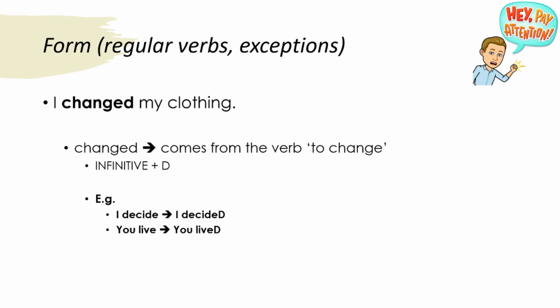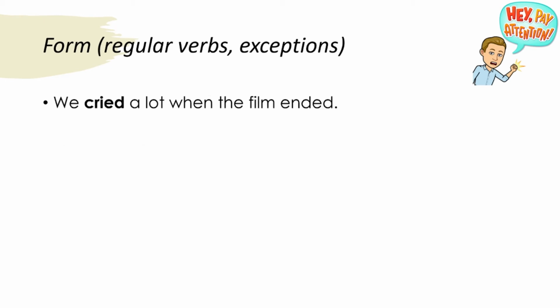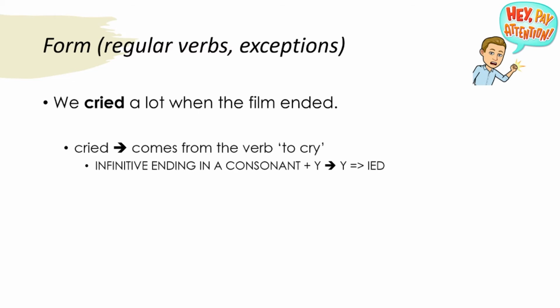The second exception are verbs ending in a consonant plus y. For example, we cried a lot when the film ended. Here we change the y into ied. Other examples are I tried or you rallied.